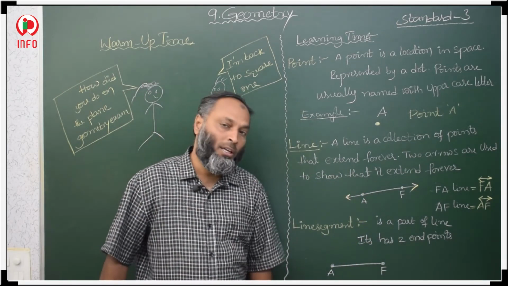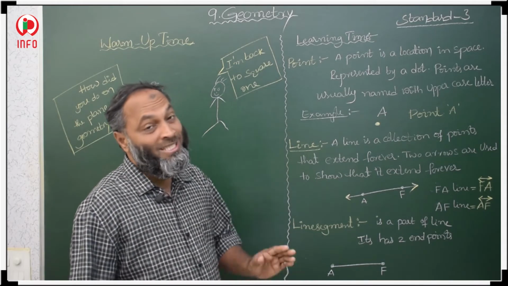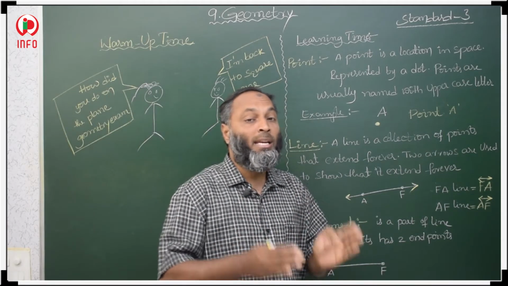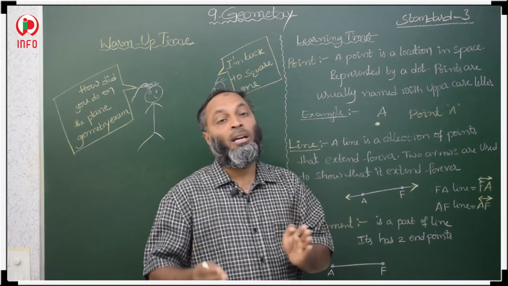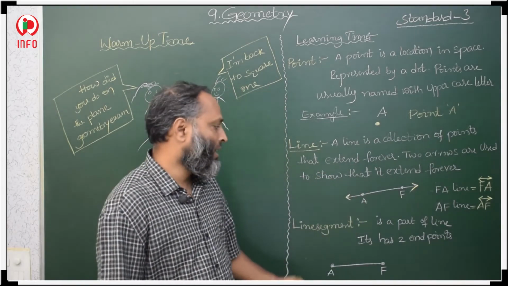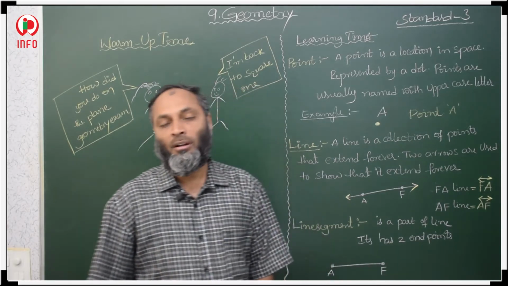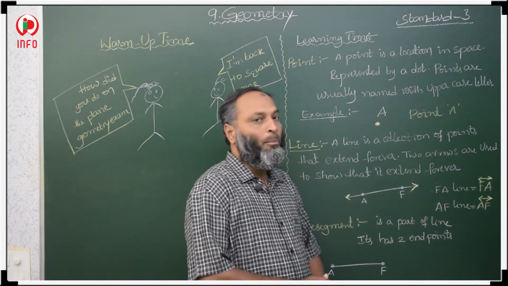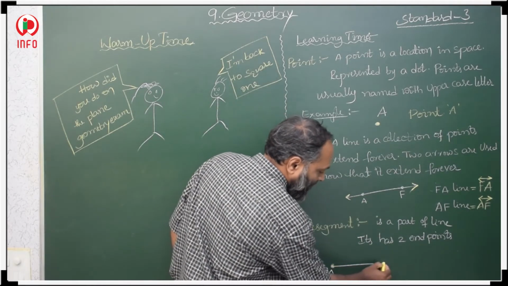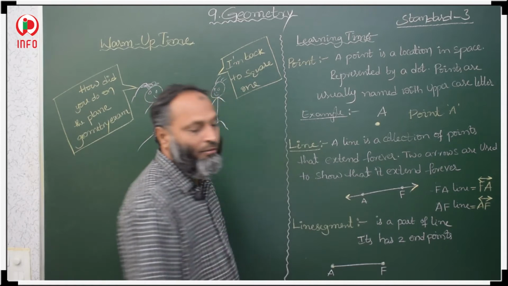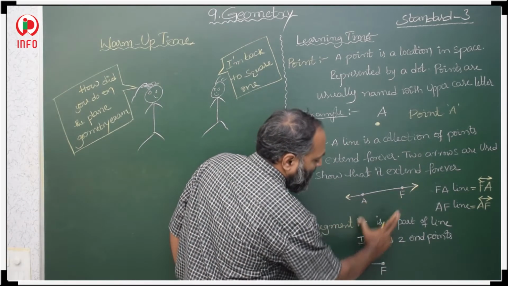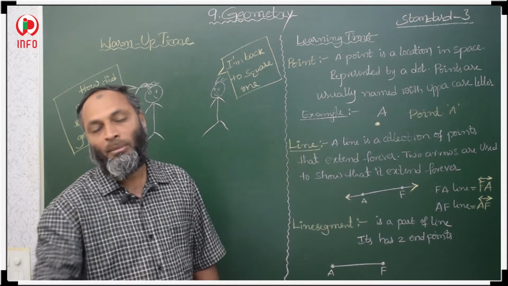Now after that, the line segment. Segment means it is a part. A line segment is a part of a line, one part from a line. It has two endpoints. Here we have one endpoint, and here the other endpoint. Two endpoints we have in this line. It is AF, this much part. If you take this much part, it is a segment, one part from a line.